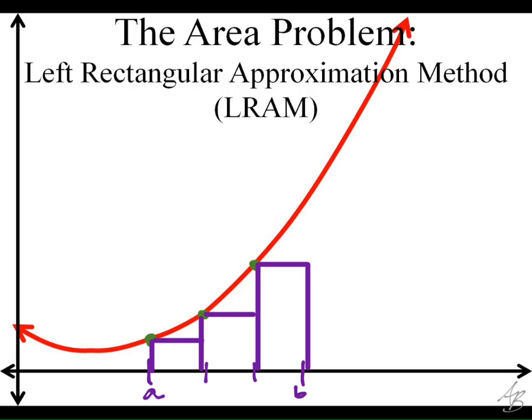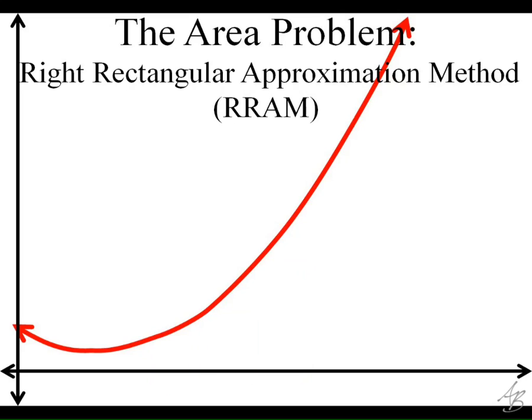All right, so we can not only get a somewhat accurate estimate by using more and more rectangles, but we can also know if it's going to be an overestimate or an underestimate by knowing if the function's increasing or decreasing. Likewise, if we want right rectangles, we'll call that the right rectangular approximation method, or RRAM. We're going to use the right endpoints. So we already saw that, but I'll just draw it on here again.